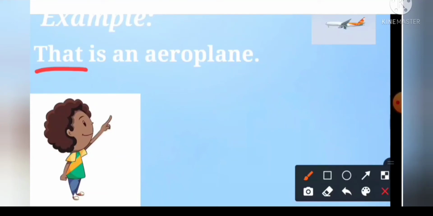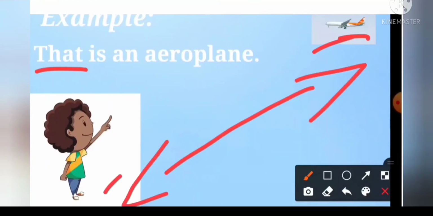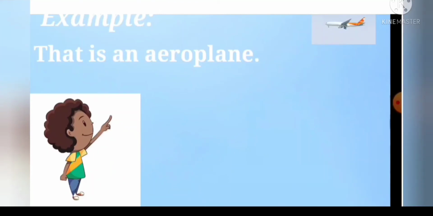Because here we can see that there is a boy who is pointing towards the sky. He is pointing towards the aeroplane. And we can see that there is a single aeroplane and this aeroplane is very far from the speaker. The aeroplane is very far from this boy. That is why demonstrative determiner that is used.